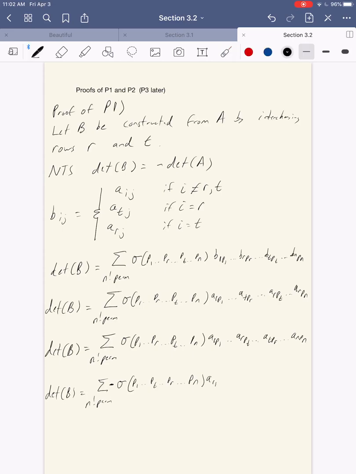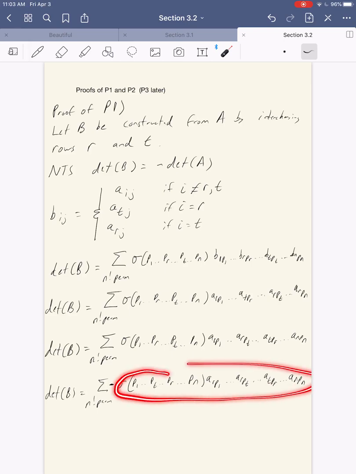Then we have A1, P1, ARPT, ATPR, ANPN. Now notice that each of these matches up with the column position here, and this goes A1 down to R, down to T, down to N, as it normally does. So this right here is the normal definition of the determinant.